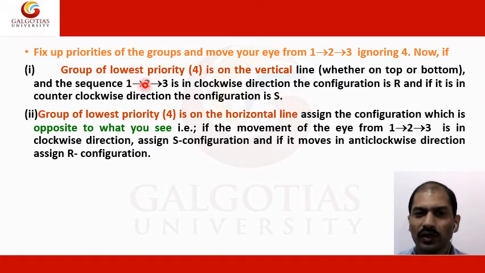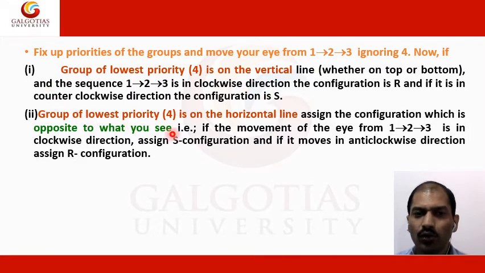So you have to see if it is on the vertical line, then the actual configuration will be as it is once you are moving from one priority to the second and third one. If your eye is moving in the clockwise direction, then that will be R, and if it is moving opposite to the clockwise direction, then that will be represented as S.